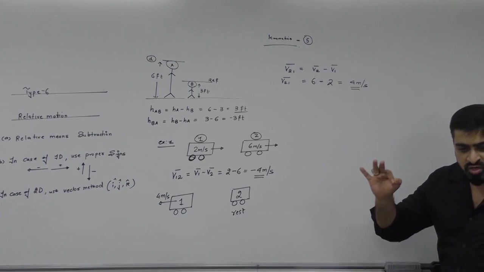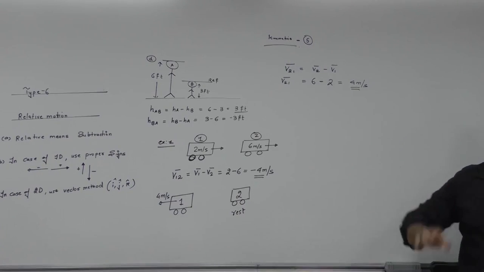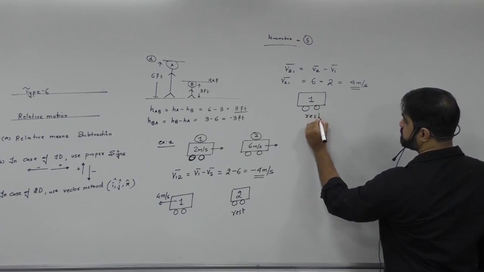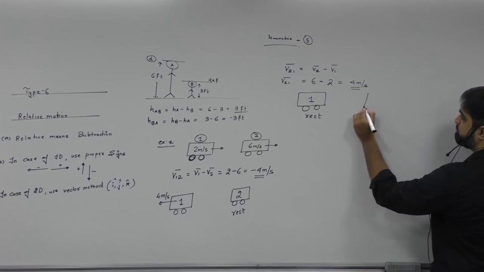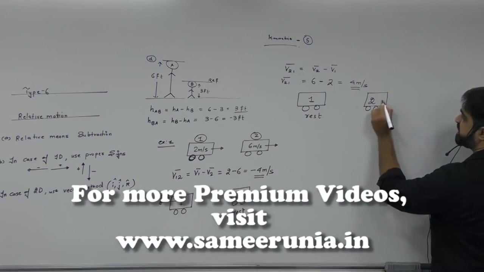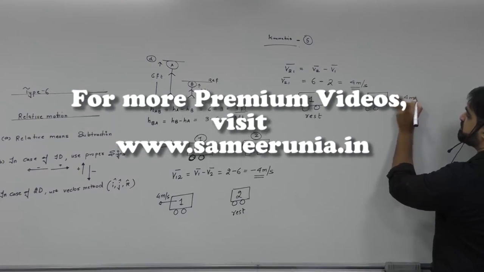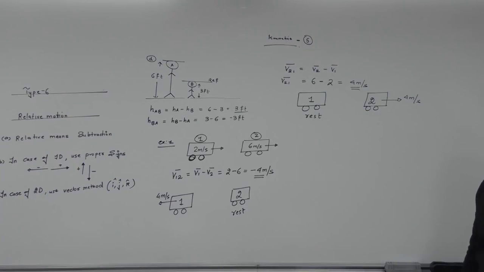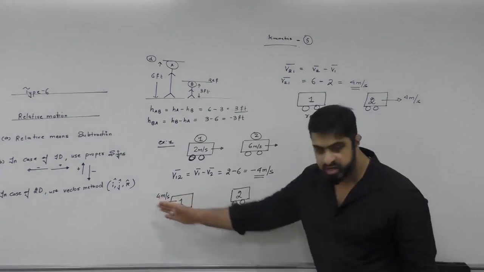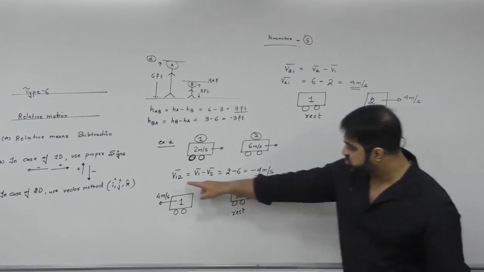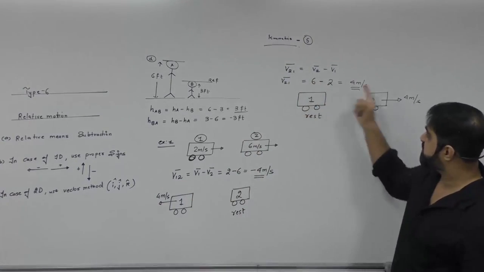So you will assume in your mind that 1 is at rest. This 1 is assumed to be at rest. And when this guy looks at 2, it appears to him that he is going with what? 4 meter per second towards the right. It appears to him this way. So actually, can I say V12 bar and V21 bar are equal and opposite?